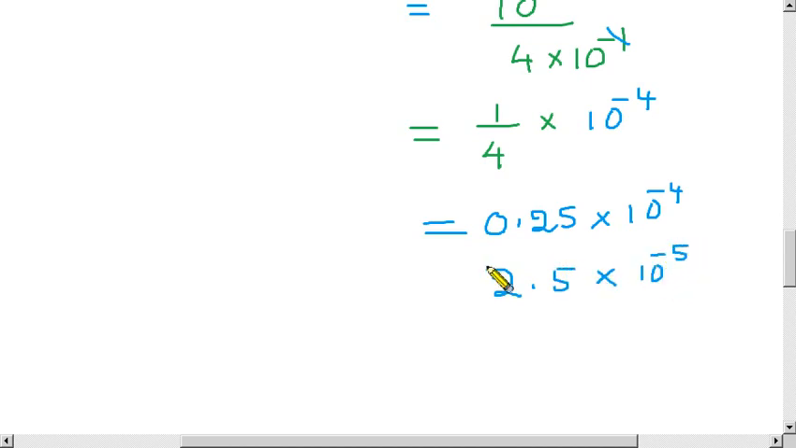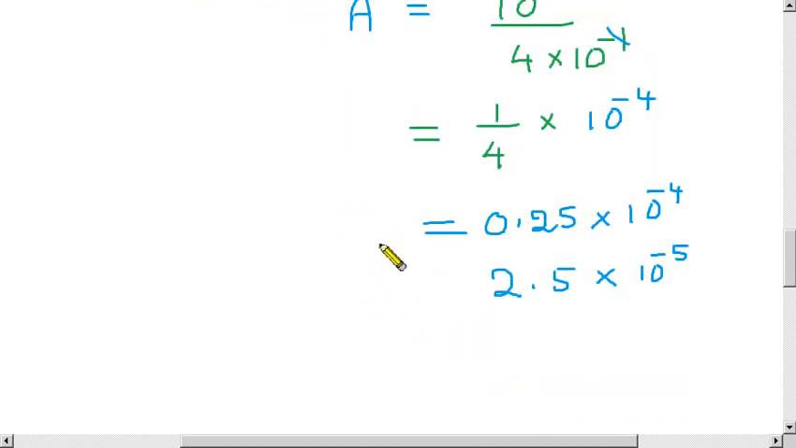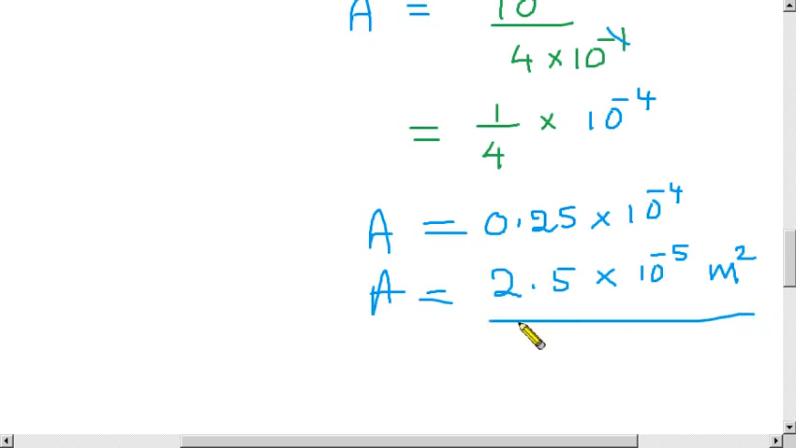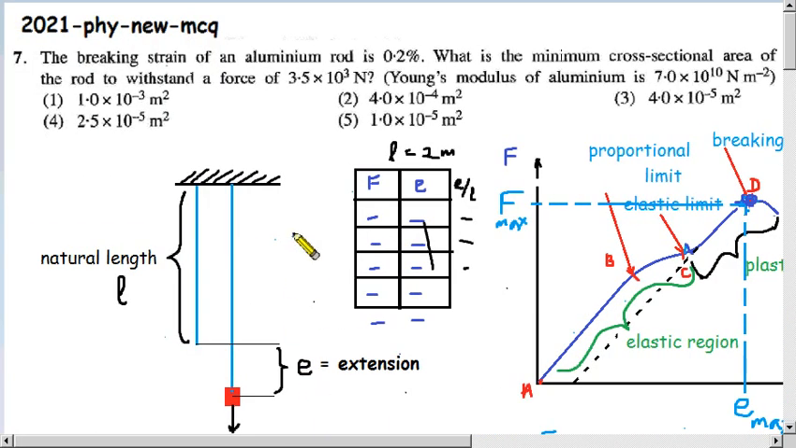What is the unit? What did you find? Area, the cross-sectional area of the wire. So it is going to be square meter. 2.5 times 10 power minus 5. So this one is the answer. This fourth one. So you don't have to do all these things.